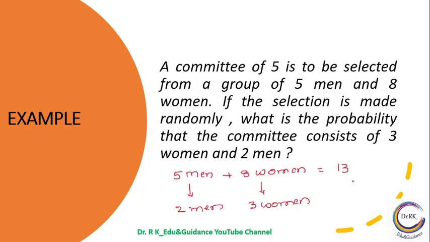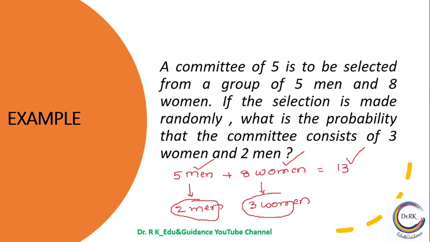Okay. So now this is, I think, in a broader sense. The sample space contains 5 men and 8 women, which means a total of 13. Right? And out of 5 we have to select 2 men, and out of 8 women we have to select 3 women, so that finally the committee consists of 5.